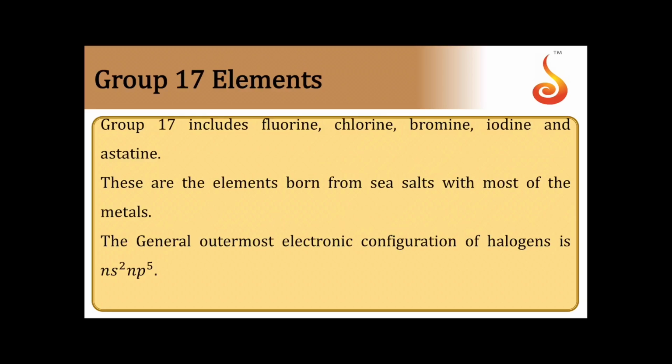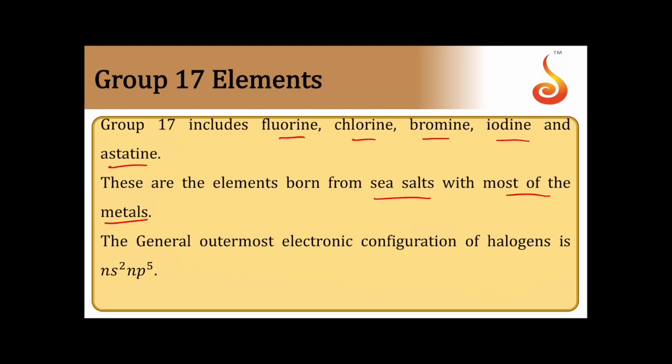Now let us discuss properties of 17th group elements and their compounds. The 17th group includes fluorine, chlorine, bromine, iodine and astatine. These elements are born from sea salts with most of the metals, so they are called halogens.